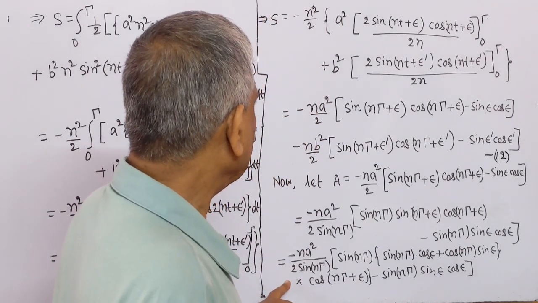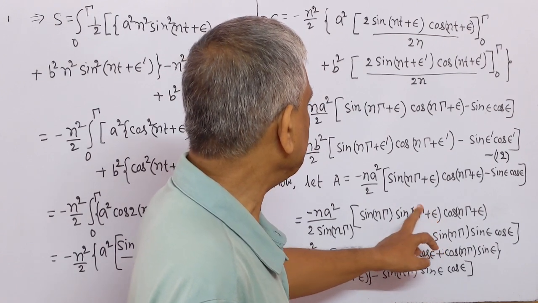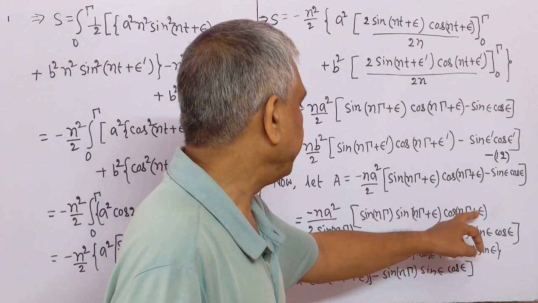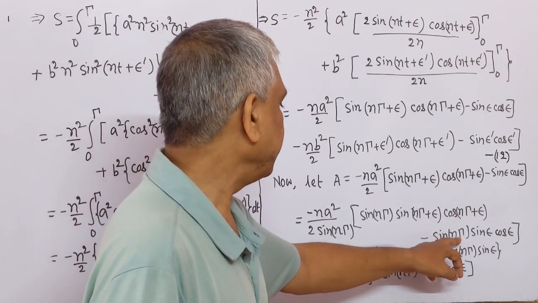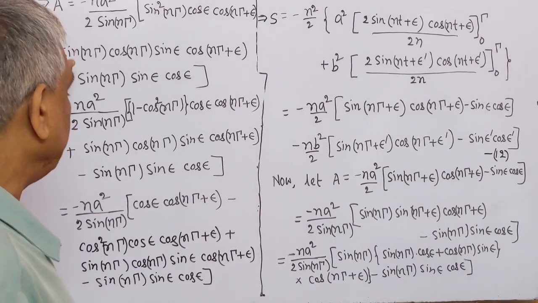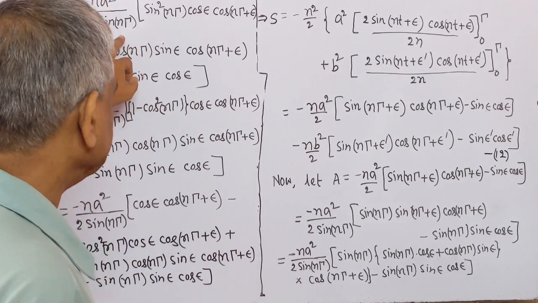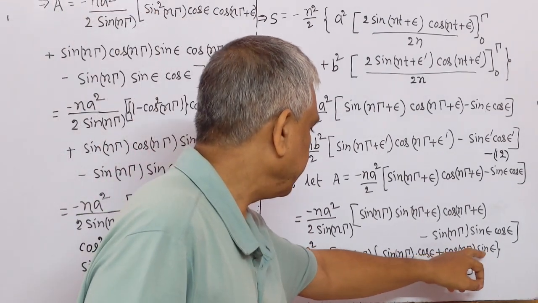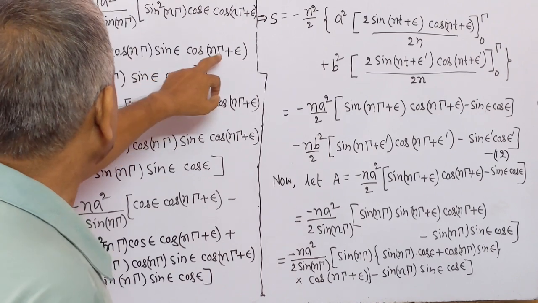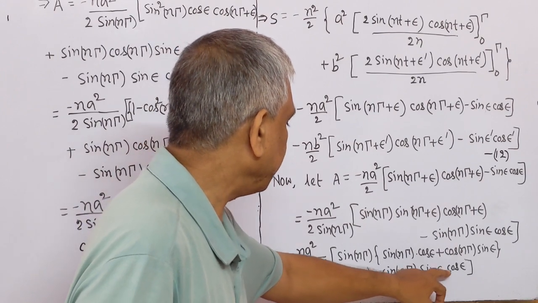This equals, here we expand sin(n2 plus epsilon). Sin(a plus b) is sin a cos b plus cos a sin b, and multiply cos(n2 plus epsilon) minus sin n2 sin epsilon cos epsilon. This implies that A equals, here we write minus n a square by 2 sin n2, and we multiply the terms under the bracket by n2, and we will get this term up to this term, and the remaining term minus sin n2 sin epsilon cos epsilon.